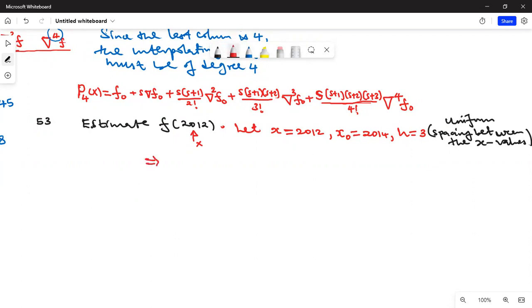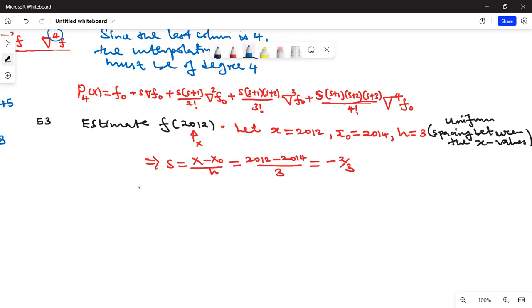So this implies that our S is equal to X minus X naught over H. That is 2012 minus 2014, and our H is 3. That is negative 2 over 3. So that's our new variable, which now transforms the X values to integers. So S is negative 2 over 3. So we know it.